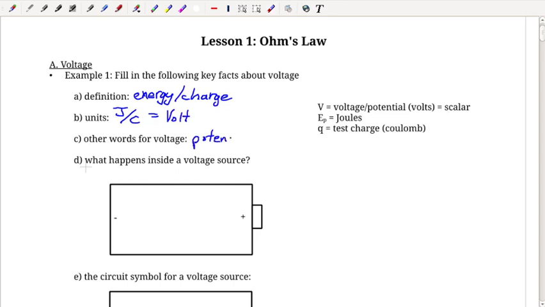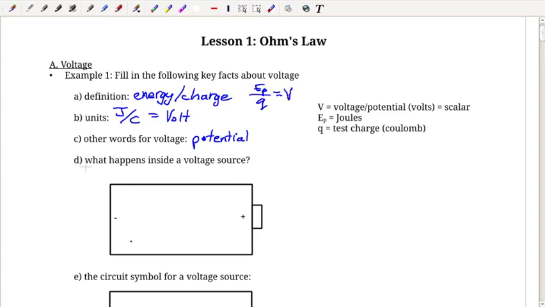So although this was important in our last unit, we're basically just going to leave this name behind us and focus on voltage for this unit on electric circuits. So we know that voltage or potential is measured in volts and it's a scalar. We know that EP is our potential energy measured in joules, and our Q was our test charge measured in coulombs. That was our equation for voltage from the last unit.